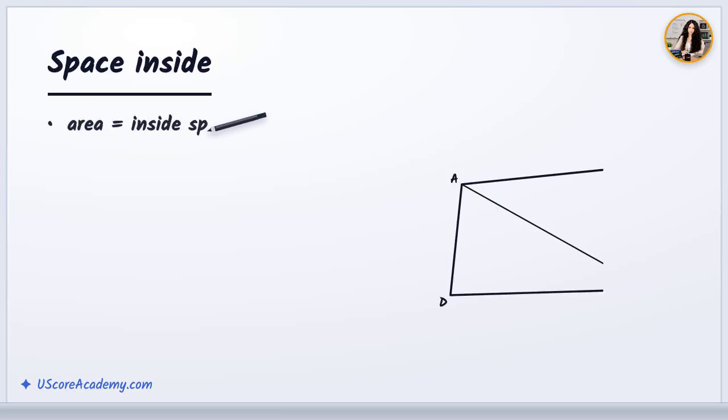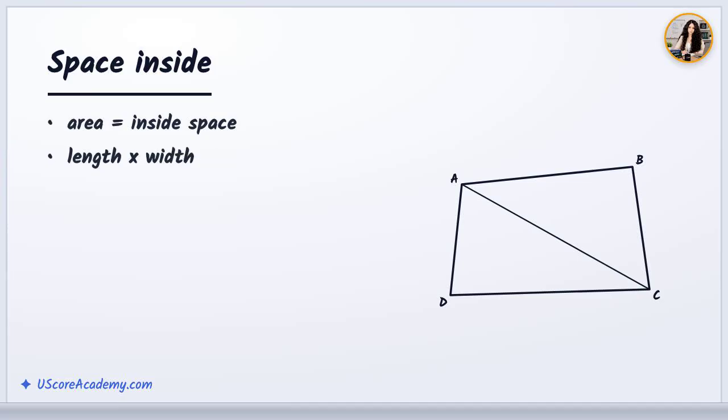The area is the amount of space inside a shape. For a rectangle, we find area by multiplying the length times the width. Area is measured in square units, like square feet.